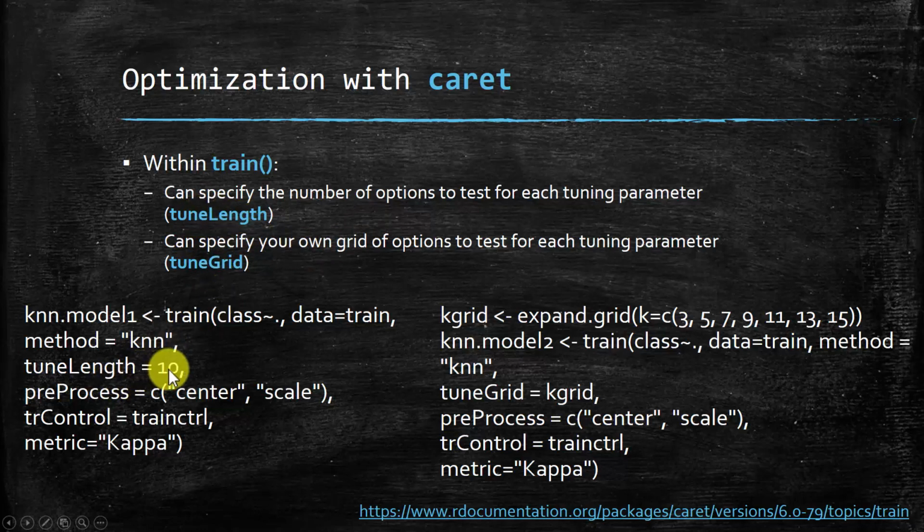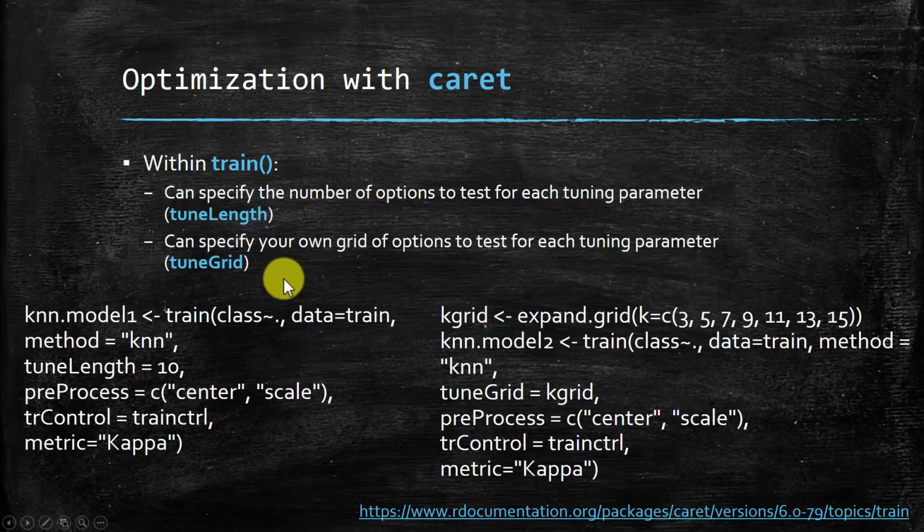That means it's going to try 10 values for the thing that needs to be optimized, for K and N, which in this case would be K. If you have more than one parameter, it'll do 10 of each. Another way you can do it is, instead of just letting it select the number of parameters to try, you can actually specify a list of parameters to try.